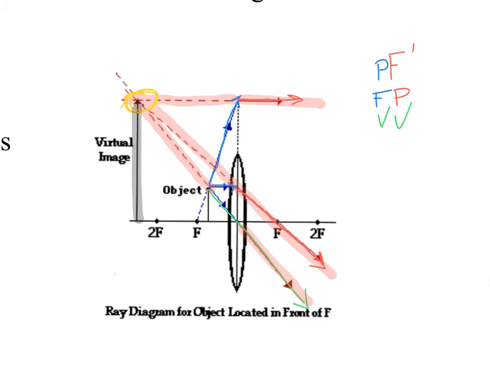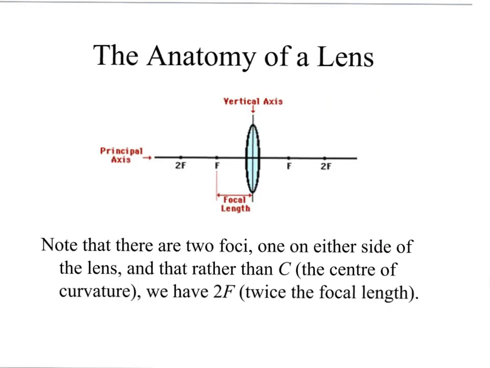So if we were to discuss the characteristics, we would say it's larger, it's upright, it's in front of 2F, and it's a virtual image. So that's it for converging lenses. There are 3 scenarios. The first, where we put our object anywhere in front of F, so it could go anywhere here. The second, where we put our object straight on the focal point, and the third, where our object is in front of the focal point.